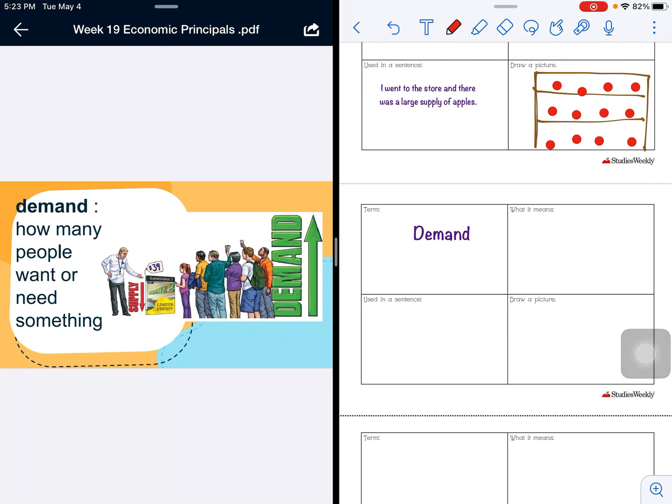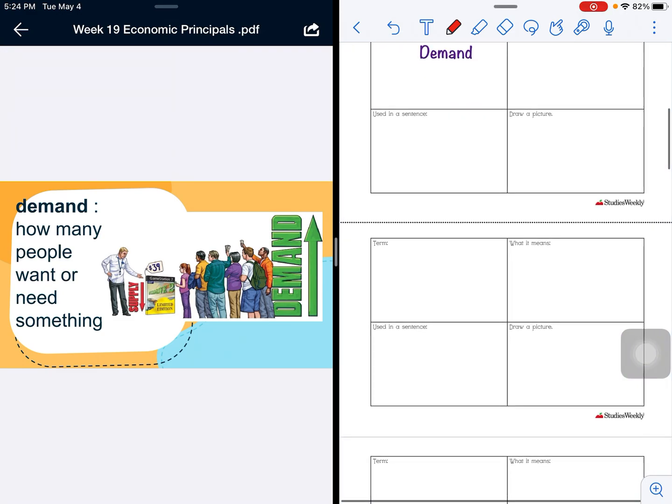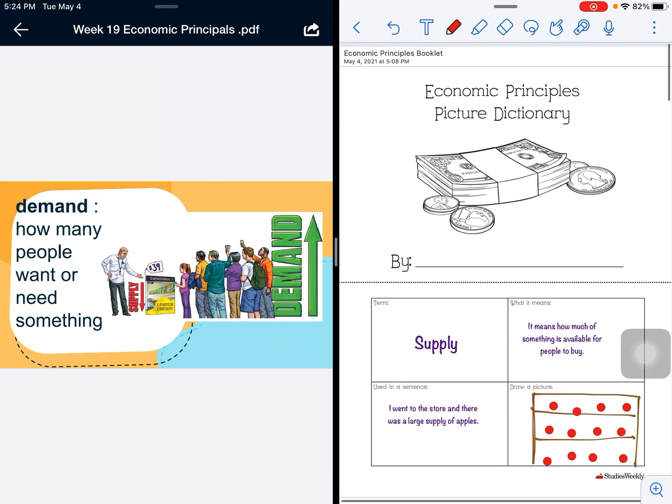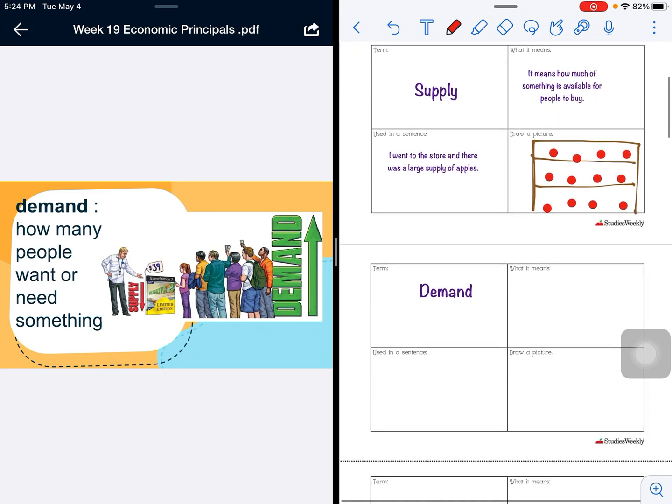All right, so those are the only two that we're doing today. Please, oops, did not mean to draw that. Please do not move on to these other pages here. We are going to be adding those in as we go through our lessons. Today we just worked on supply and demand.